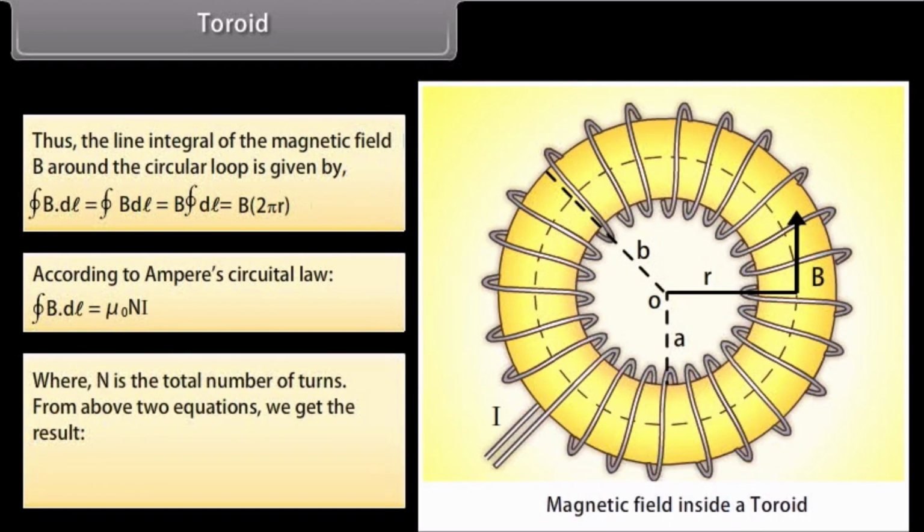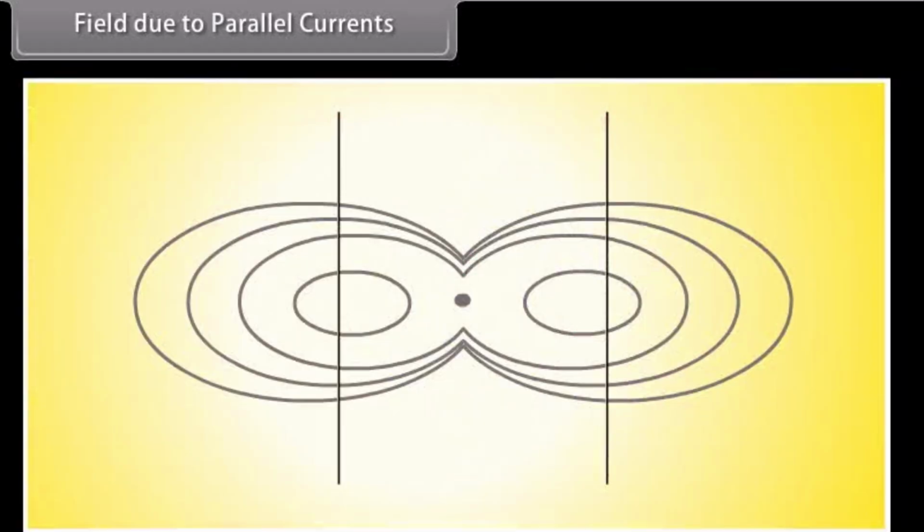From the above two equations, we get the result B is equal to mu naught N I divided by 2 pi r. Field due to parallel currents. It represents the combined magnetic field due to two parallel conductors carrying current in the same direction. The pattern of the magnetic field indicates attraction between the conductors.